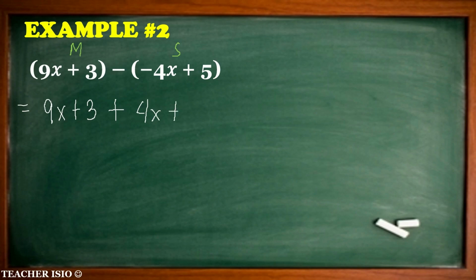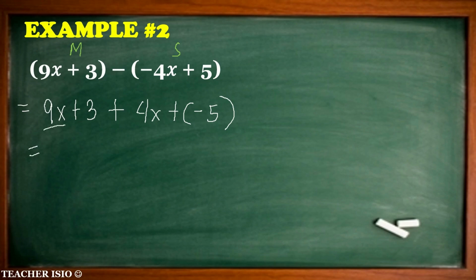Plus, dito na tayo kay 5. Since positive 5 to, magiging negative. Okay? Again, when it comes to subtrahend, i-change nyo yung sign sa kada term. Okay? And now, let's proceed to the rule of addition. Add na tayo. Combine similar term.